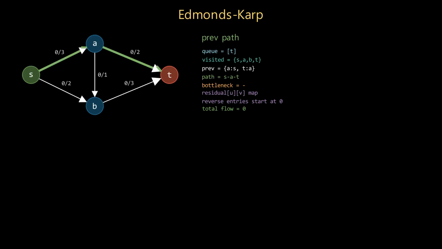BFS gives a previous map: A came from S, and T came from A. Walk backward through previous to compute the min of residual S to A and A to T, which is 2. Then decrease those forward residual entries and increase the reverse entries.